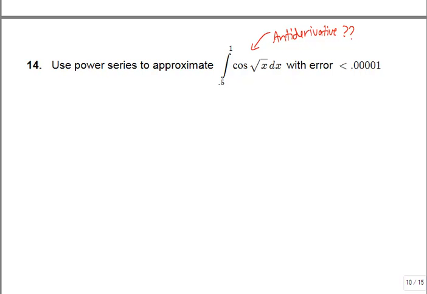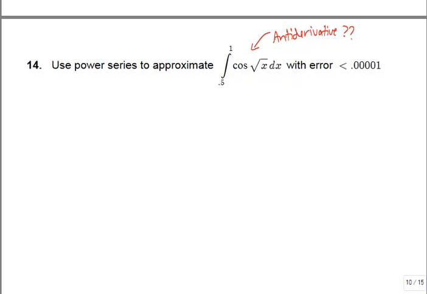But what we're going to do instead is change this cosine of square root of x into its power series. Basically, it becomes an infinite polynomial. And we do know how to integrate polynomials. There are antiderivatives of those. So all we have to do is find out what that polynomial is going to be, integrate it, and then we're going to plug in our bounds.